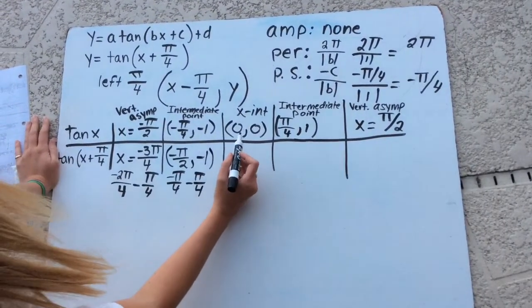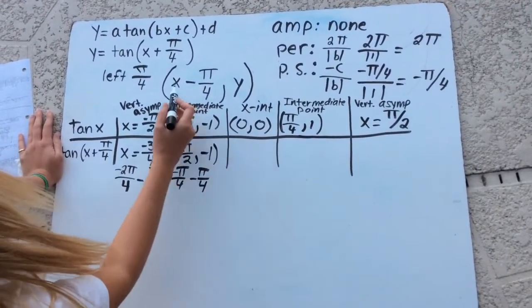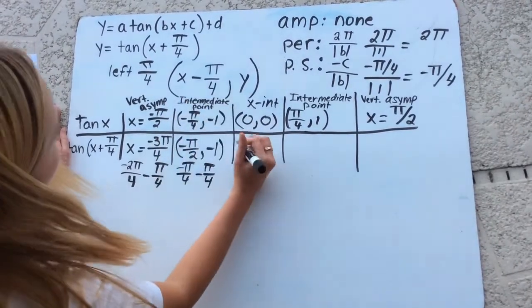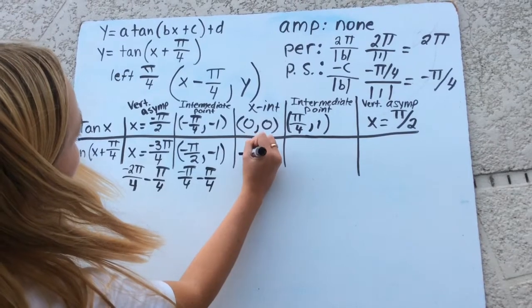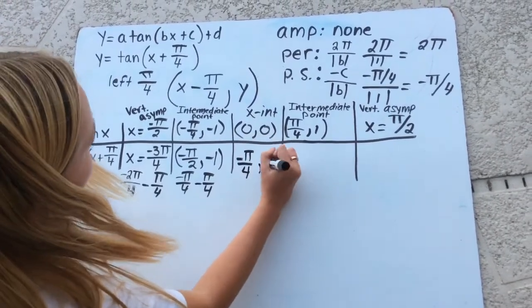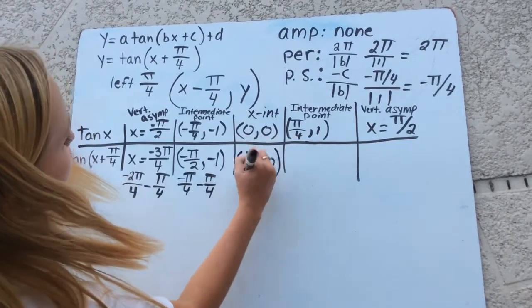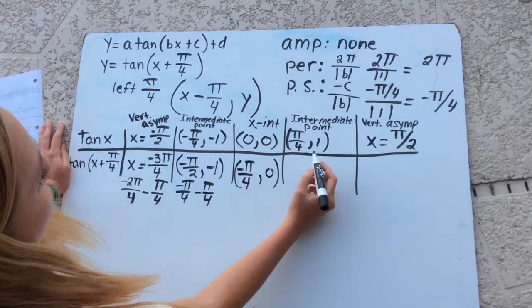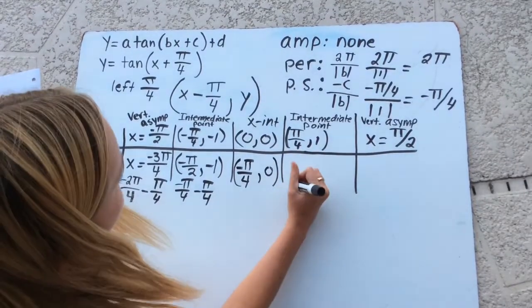Same thing goes for the x-intercept. We take the x value and plug it in for x. So we know 0 minus pi over 4 will give us a negative pi over 4. And we use the same y value. There is our x-intercept.